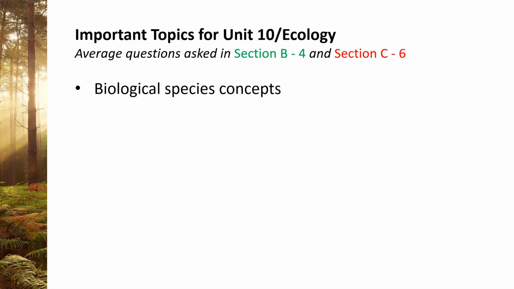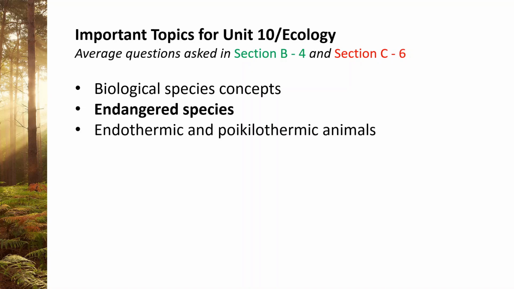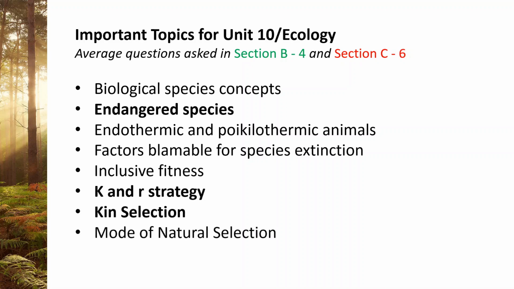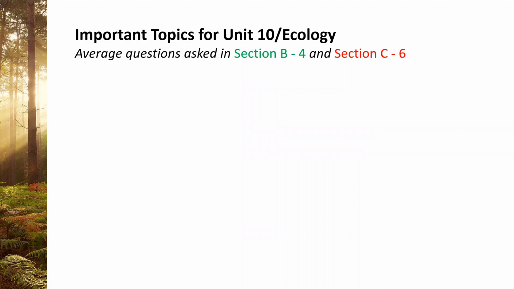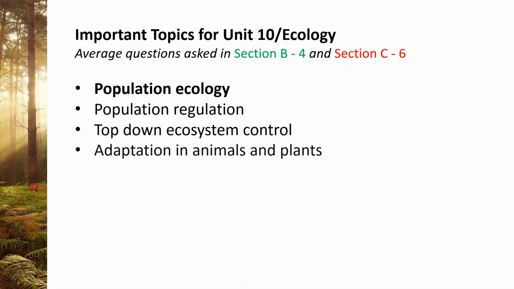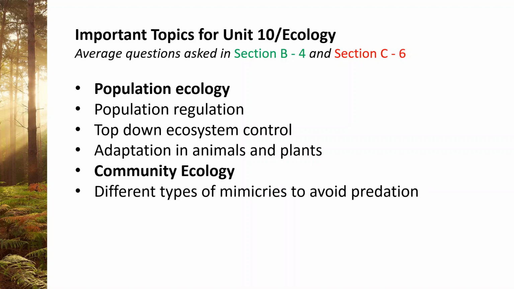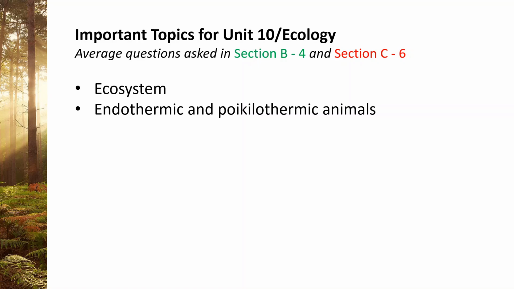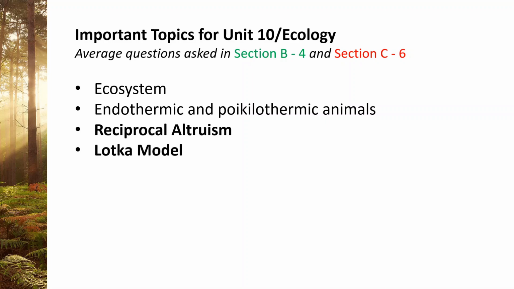Questions asked are mainly focused on the biological species concept, endangered species, endothermic and poikilothermic animals, factors responsible for species extinction, inclusive fitness, K and R strategy, kin selection, mode of natural selection, population ecology, population regulation, top-down ecosystem control, adaptation in animals and plants, community ecology, different types of mimicries to avoid predation, ecosystem, reciprocal altruism, Lotka model.